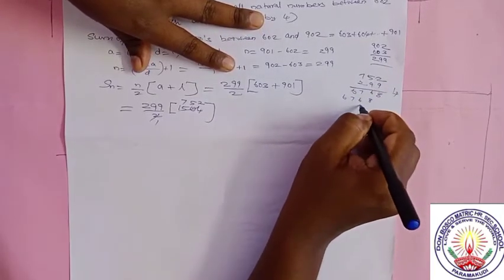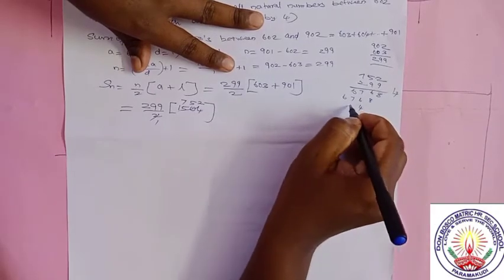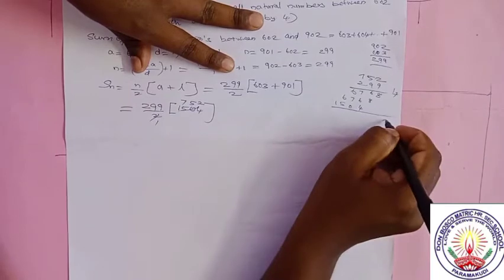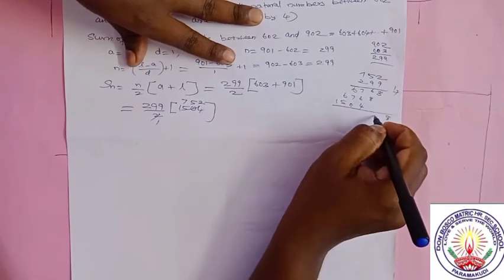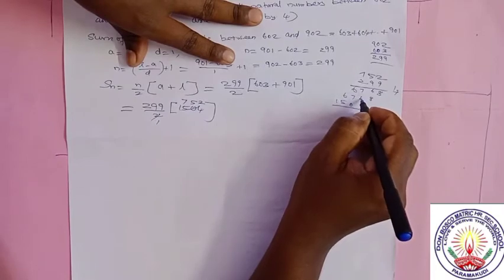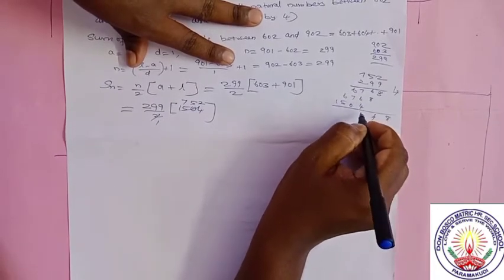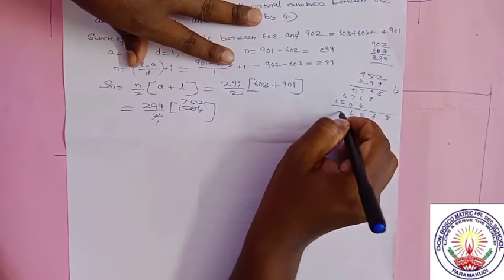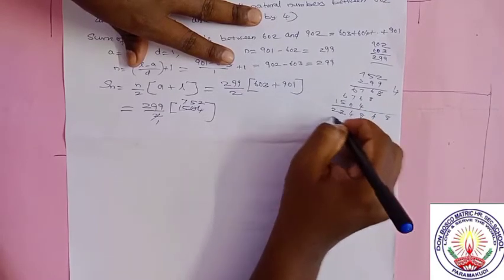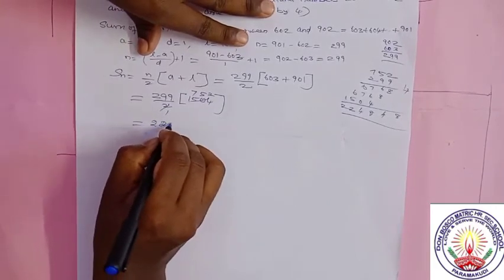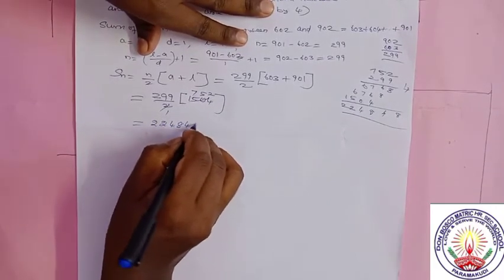Multiply by 2. 2 2s are 4. 2 5s are 10, remaining 1. 2 7s are 14 plus 1 is equal to 15. So 8 plus 6 equal to 14, 4 remaining 1. 8 plus 6, 14 plus 4 is equal to 18, remaining 1. 7 plus 7 is equal to 14, remaining 1. 6 plus 6 is equal to 12, remaining 1. 1 plus 1 is equal to 2. So the answer is equal to 224848.